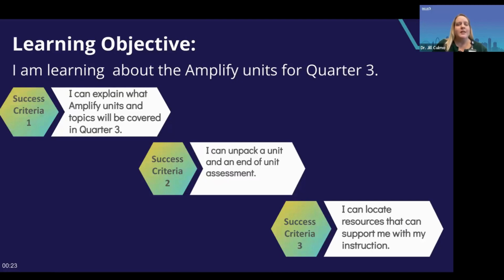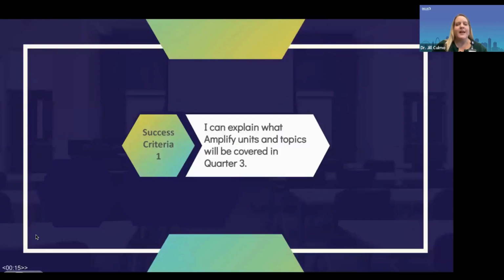Our learning objective for this session states, I am learning about the Amplify units for quarter 3. Success criteria 1 states, I can explain what Amplify units and topics will be covered in quarter 3. Success criteria 2 says I can unpack a unit and an end of unit assessment. And then we have success criteria 3, which states I can locate resources that can support me with my instruction. Let's dive into success criteria 1. Please take a moment to read that to yourself.